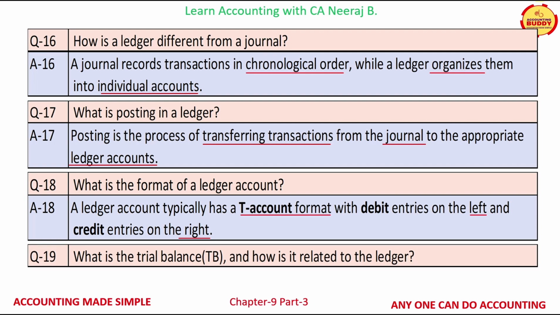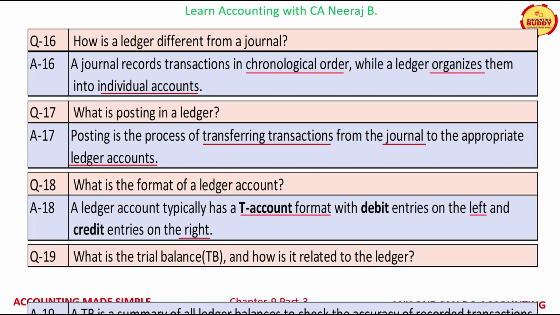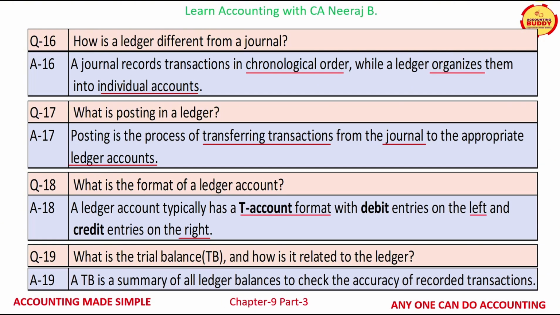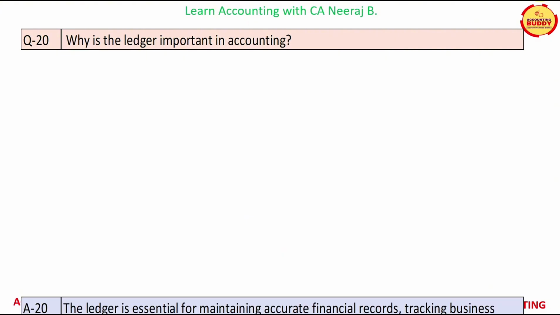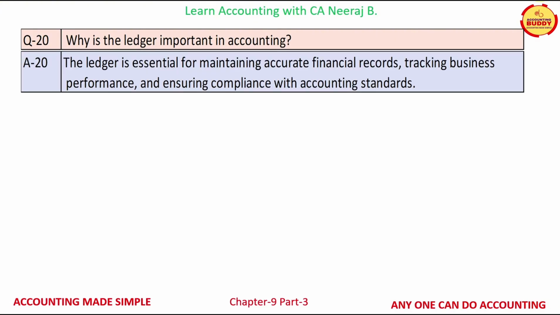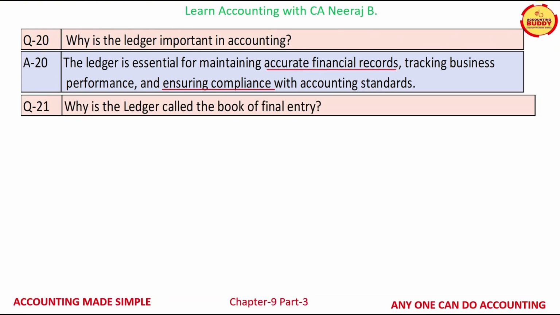Question number 19 is, what is the trial balance and how it is related to the ledger? The answer is, a trial balance is a summary of all the ledger balances to check the accuracy of recorded transactions. Question number 20 is, why is the ledger important in accounting? The answer is, the ledger is essential for maintaining accurate financial records, tracking business performance, and ensuring compliance with accounting standards.